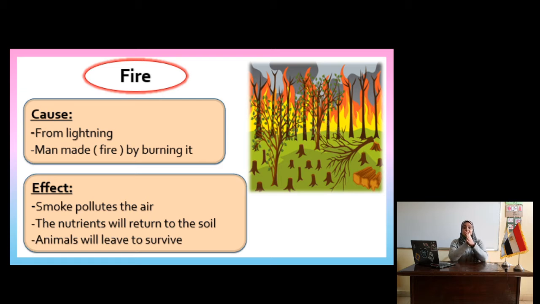But there is something good that comes from the fire. All the nutrients return to the soil. The dead plants on the ground, the burned plants also, when they got burned or the dead ones, they have nutrients, they have good things for the soil, it's useful. So it returns back to the soil. That's the good thing about fire. So all the nutrients will return to the soil. That's the cause and the effect of fire.